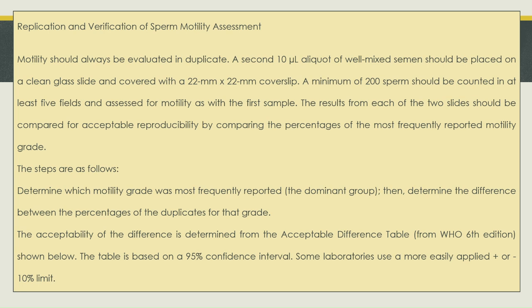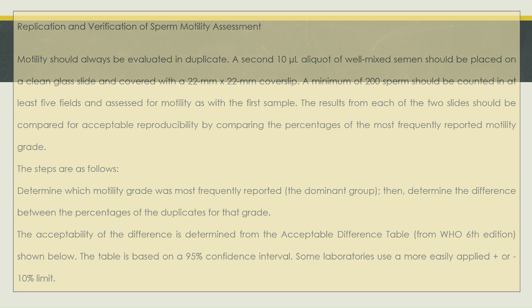The steps are as follows. Determine which motility grade was most frequently reported, the dominant group. Then, determine the difference between the percentages of the duplicates for that grade. The acceptability of the difference is determined from the acceptable difference table, from WHO 6th edition, shown below. The table is based on a 95% confidence interval. Some laboratories use a more easily applied plus or minus 10% limit.